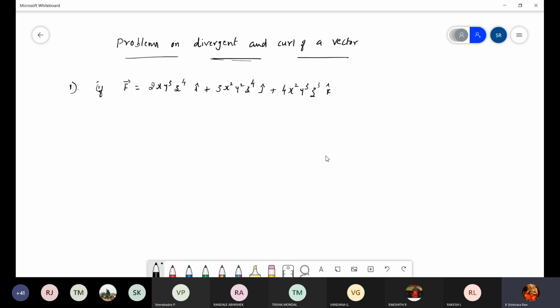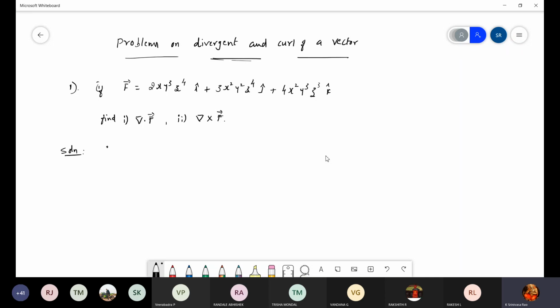Find del dot F, nothing but div F. This is the first question. Second question, curl F. Find div F and curl F. They may ask in word form also: instead of del dot F they may ask div F, and for the second, curl F.